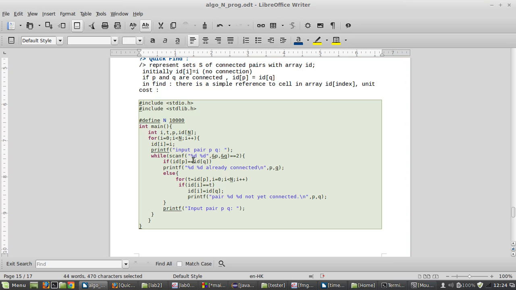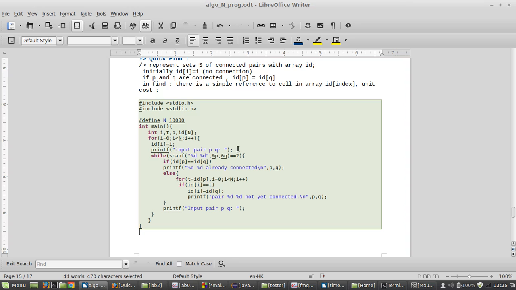We define the size as 10,000. Inside the main function, we declare and define all the variables, then you loop n times, that is the number of size times, and the id is assigned to i, that's the index. You print out that you put here P and Q. And now you scan for two numbers, among all those numbers.